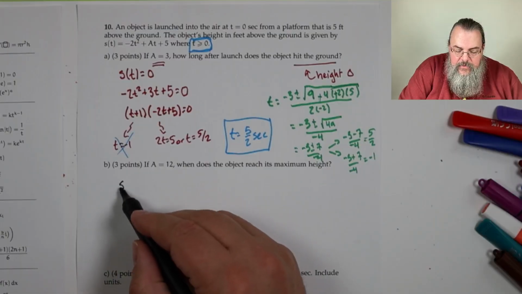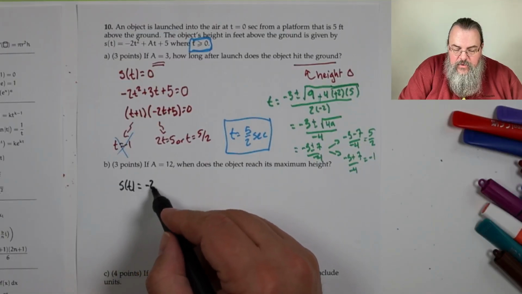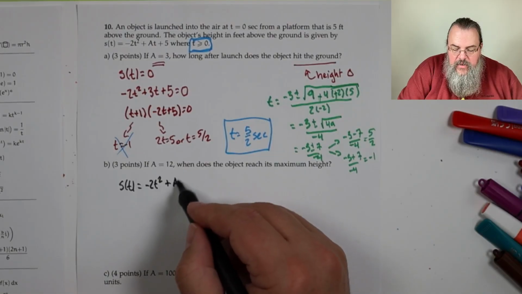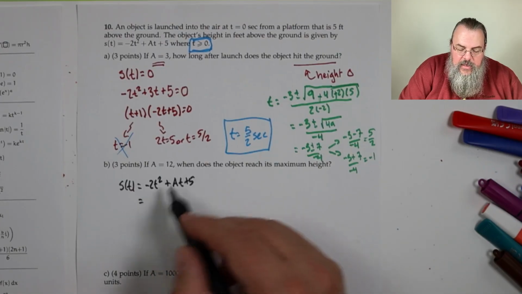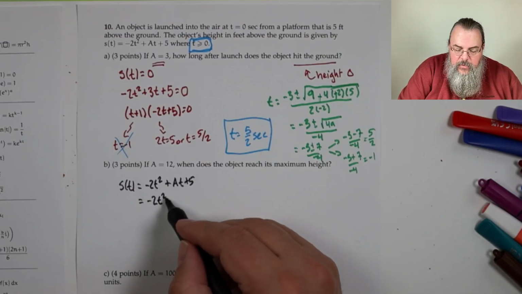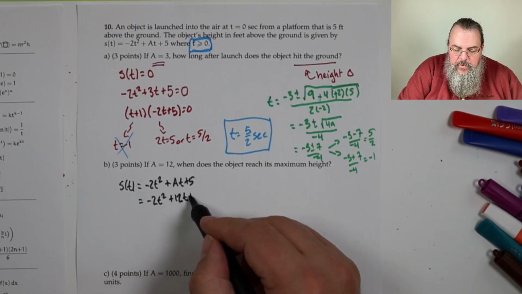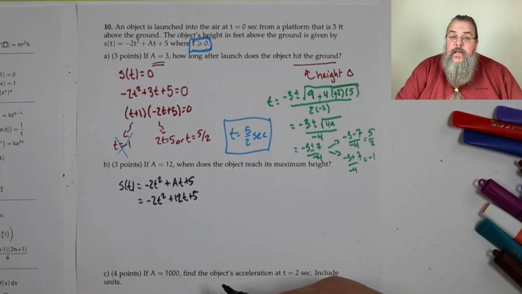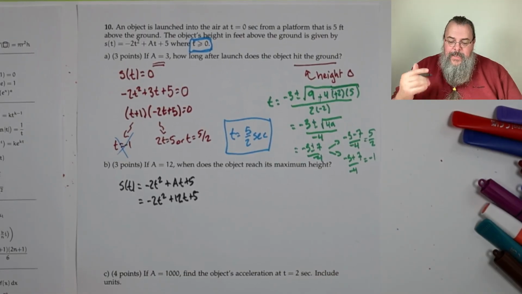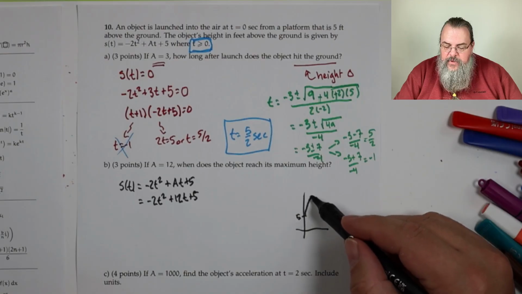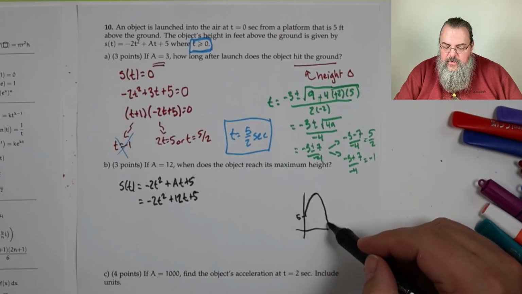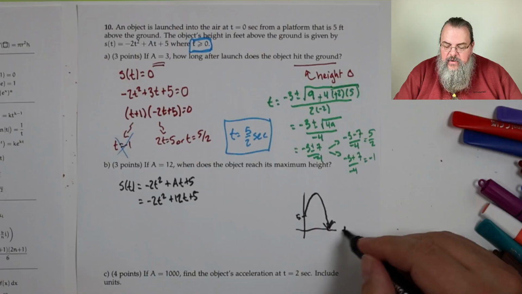Okay, so we have s of t equals -2t squared plus at plus 5. But we said, hey, wait a second, a is 12. So -2t squared plus 12t plus 5. Now let's reason. What's going on? So we're starting at a height 5. We're initially going to go up, and then we're going to go down, and we're going to hit the ground. And, okay, so this is our time t.